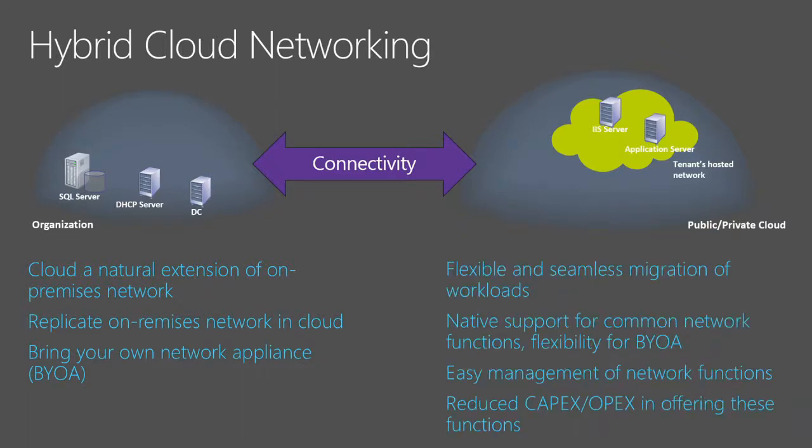Now let us look at the cloud service provider who has complementary requirements. He basically wants to encourage all these organizations to move more and more stuff into the cloud, and for that he wants to be able to provide flexible and seamless migration of workloads into his cloud. He knows that all these organizations want to protect their workloads, want network functions for their workloads, so he wants to provide a native set of basic network functions for these workloads. And he also wants to provide the flexibility to allow organizations to bring their virtual appliances into the cloud.